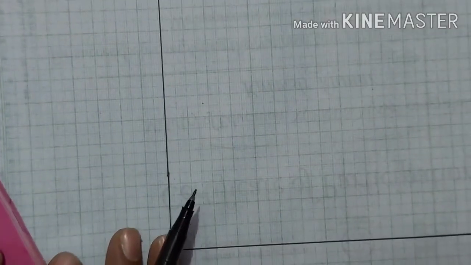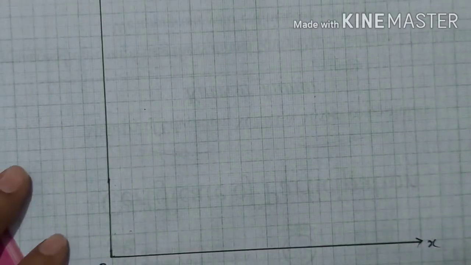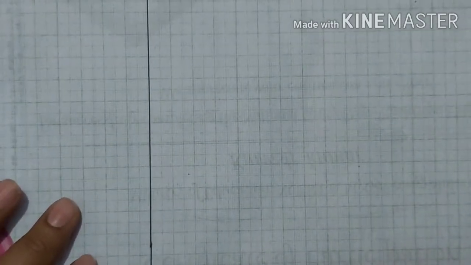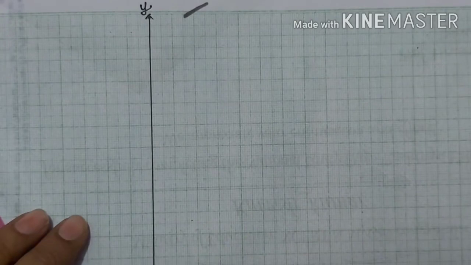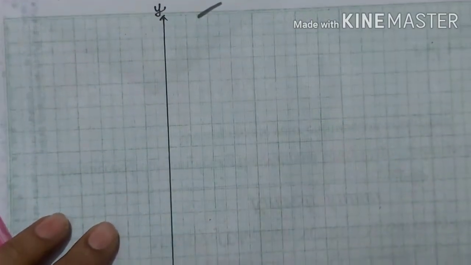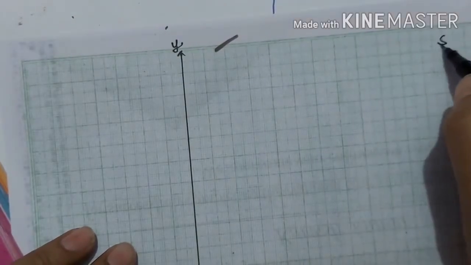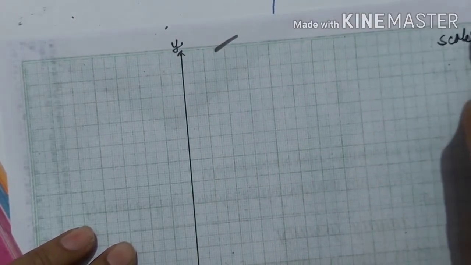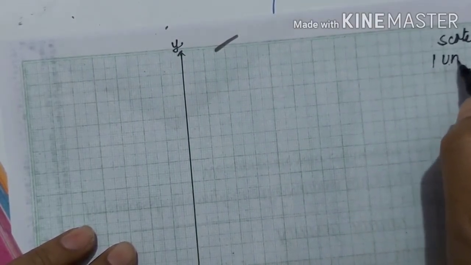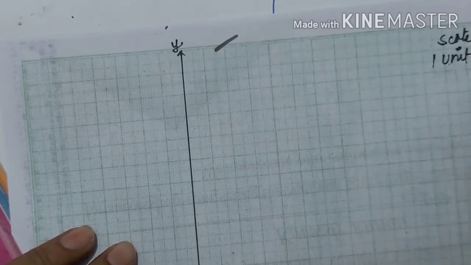First, draw two axes. The first axis is called the x-axis and the second axis is called the y-axis. Here will be y, and choose the scale. You have to choose a scale.